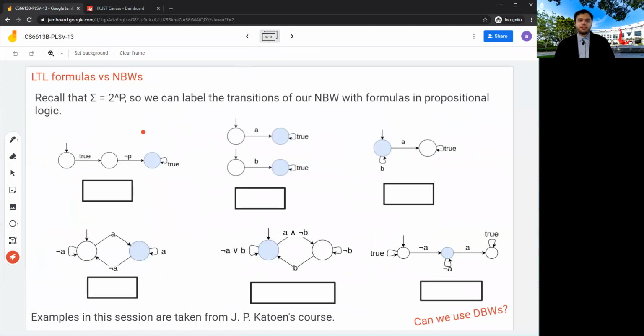Let's get into the main topic of this session, which is the equivalence between LTL formulas on the one hand and non-deterministic Büchi automata on the other hand. Remember that when we were talking about LTL formulas, we had a set P of atomic propositions, and our alphabet was the set of subsets of P. So every letter in our alphabet is a set of atomic propositions.